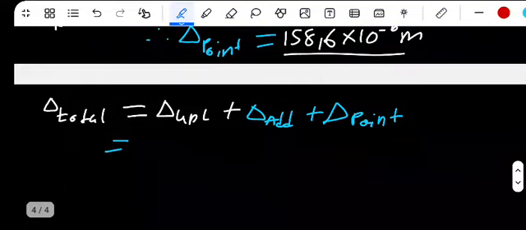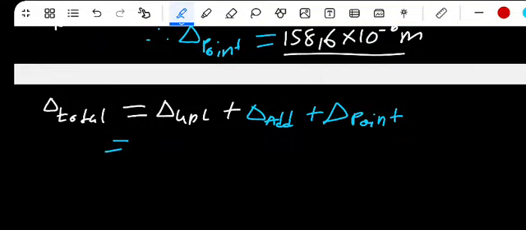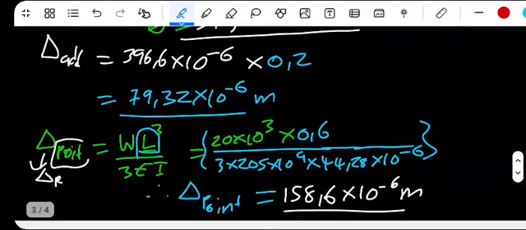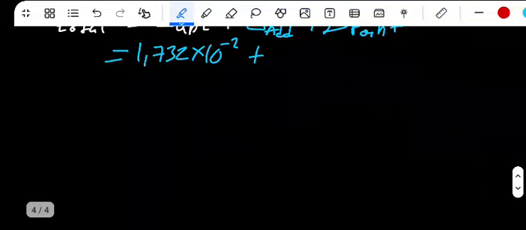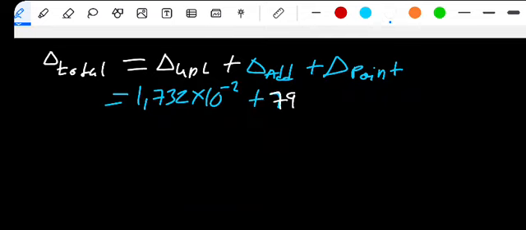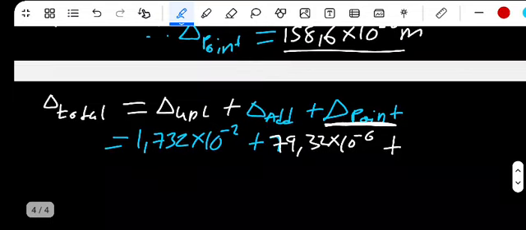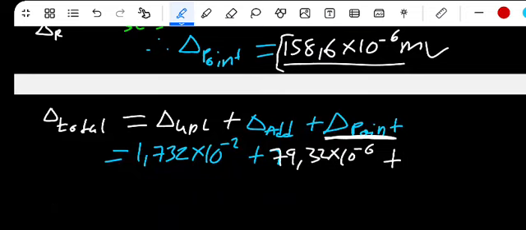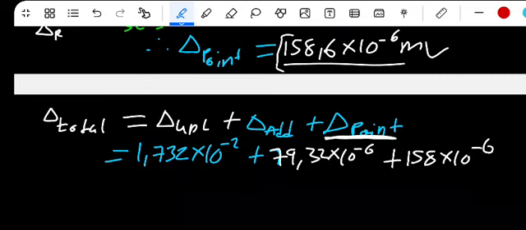The other one, the UDL, is 1.732 times 10 to the power of minus 2, plus the one of the additional, 79.32 times 10 to the power of minus 6, plus the one now of the point load, which is 158 times 10 to the power of minus 6. So let us find our total deflection.